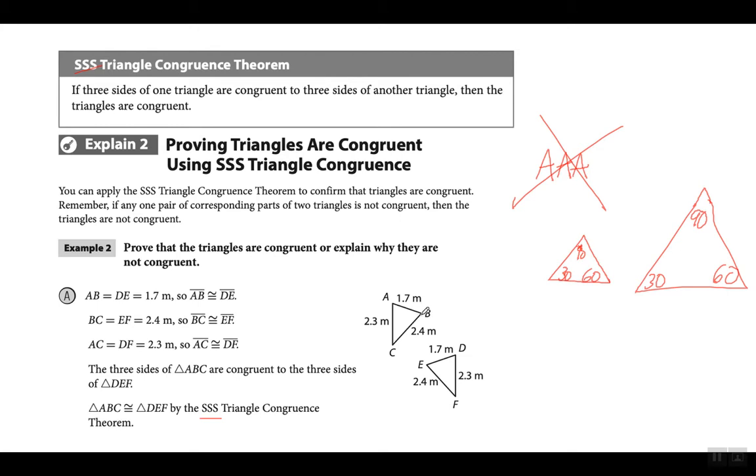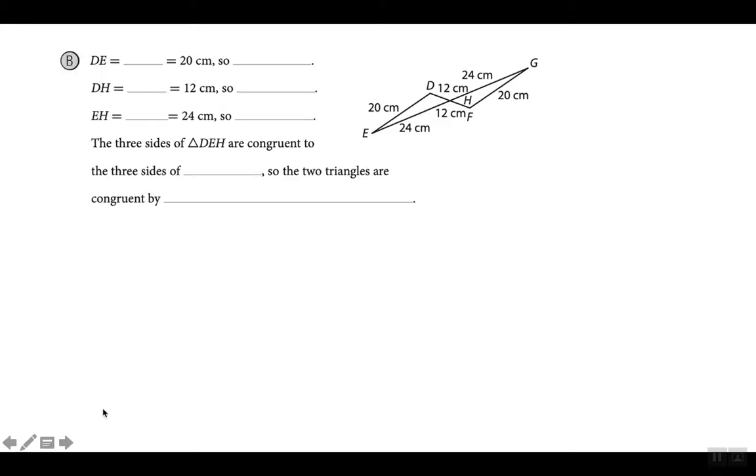All right, let's go to our next example. So right here, this is very easy. If you look at the three sides of this triangle and compare it to this triangle, you'll see that all three have the same side lengths, 12, 20, and 24, 12, 20, and 24. So they're congruent by SSS.